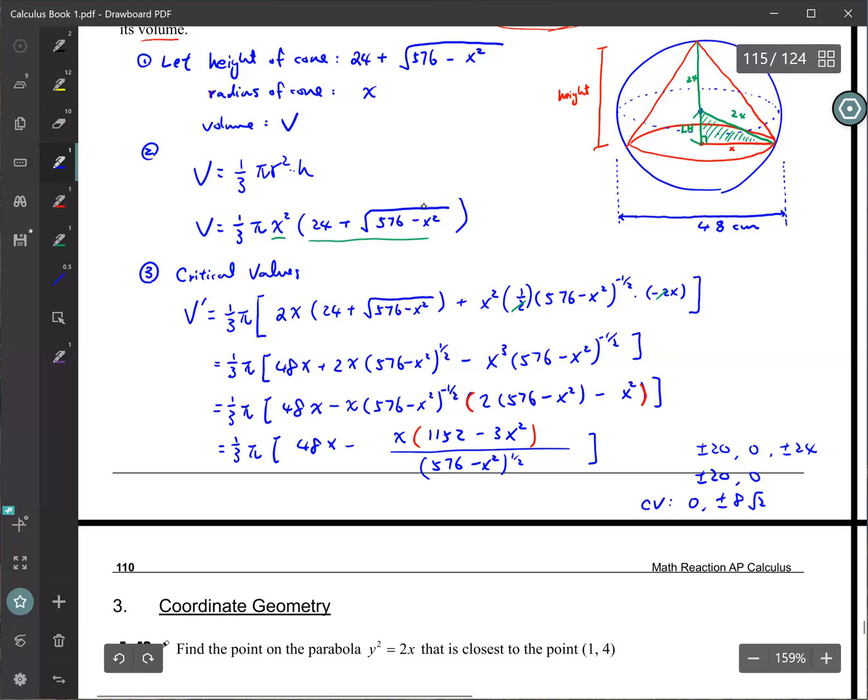Okay, let's have a break first. After the break, let me double check the work here and then calculate the critical value. Okay, and after the break, we'll go over it. All right, so 15 minutes.